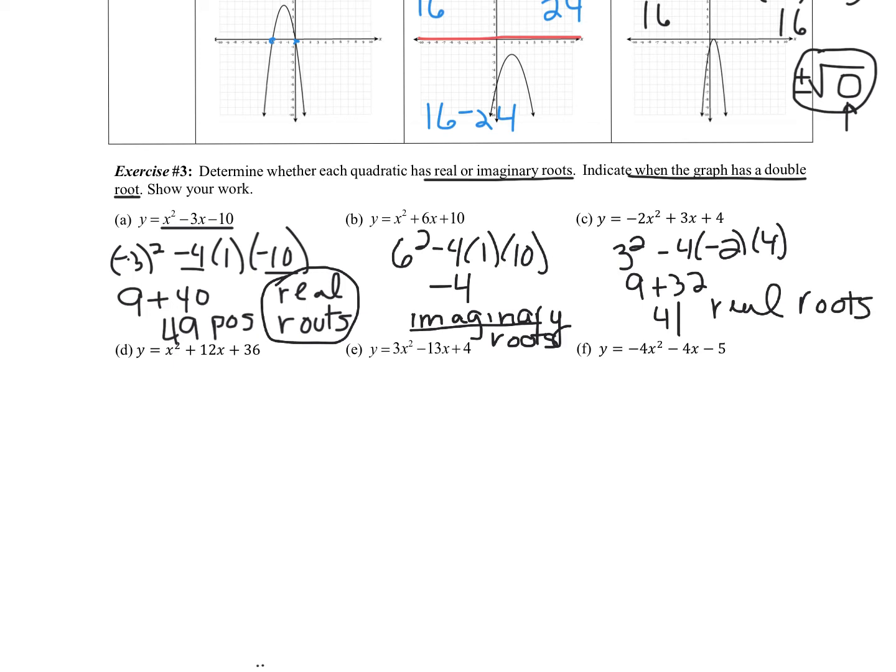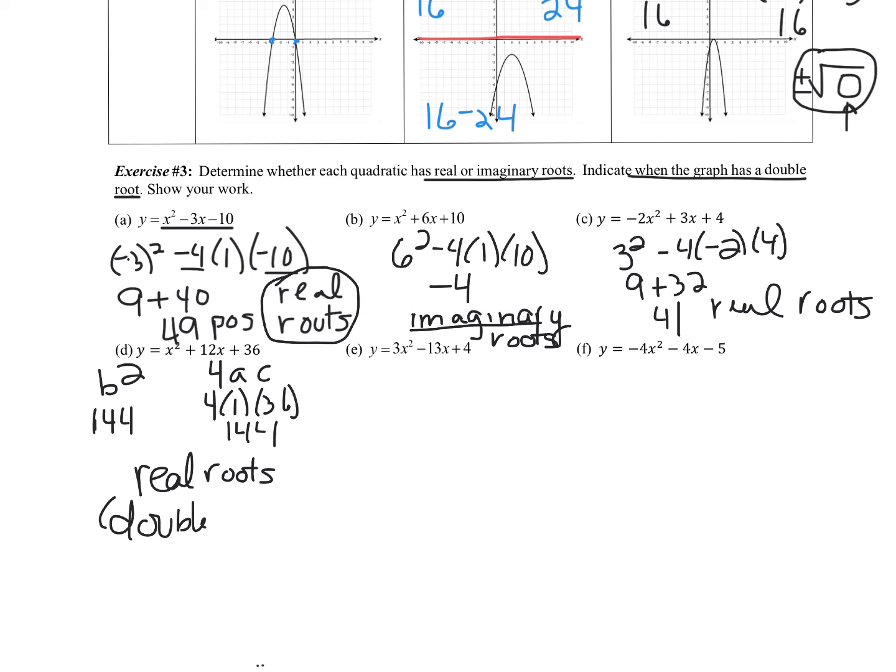On the next one, I'm going to start to think about these problems in terms of just comparing those two. So this is the other way. If I do b squared, that would be 144. 4ac would be 4 times 1 times 36, which is actually also 144. So if I subtracted those two, since they're equal, I would get that my discriminant is 0. When it's 0, that means we have real roots, but that's that double root where the two roots are in the same location or it's tangent to the x-axis. And I didn't mean to make that plural, just a double root.